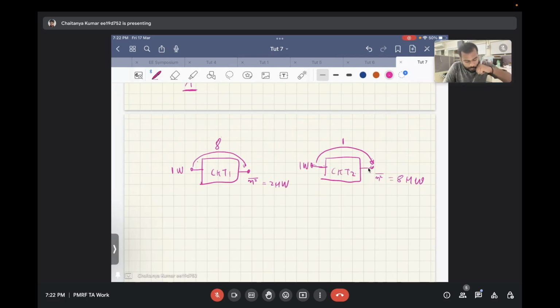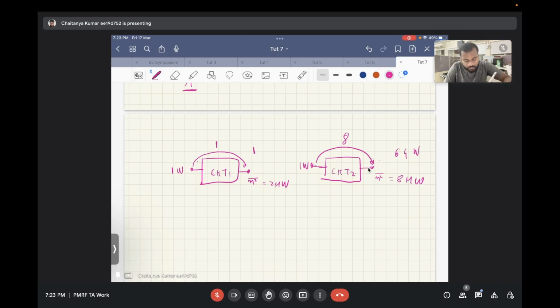In this case, the second case is better, sir. 8 microwatts is the best case because 1 microwatt goes with one gain. Sorry, just a minute. Let me interchange the gains. Let's say the gain for circuit 1 is 1, and the gain for circuit 2 is 8. In this case, the signal power at the output will be, sorry, not 16, 64 watts.